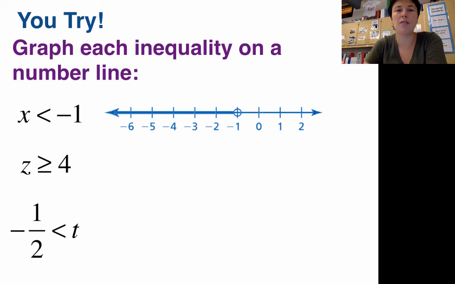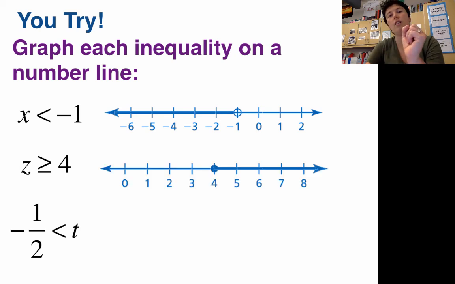The second one, z is greater than or equal to positive 4. 4 is going to be circled. This time it's going to be a solid point, not an empty hole, because of the equal sign. And you're going to shade to the right-hand side.